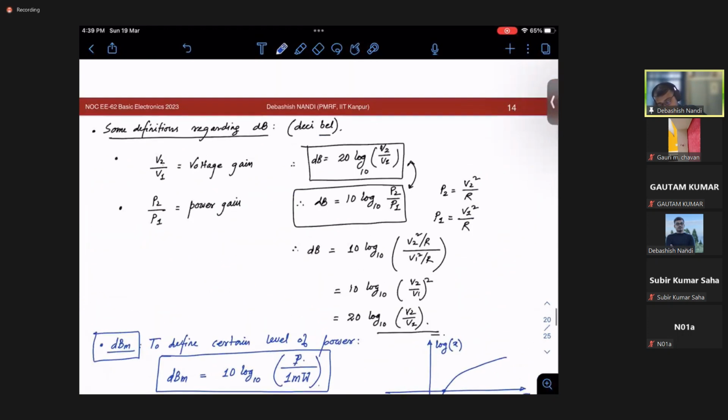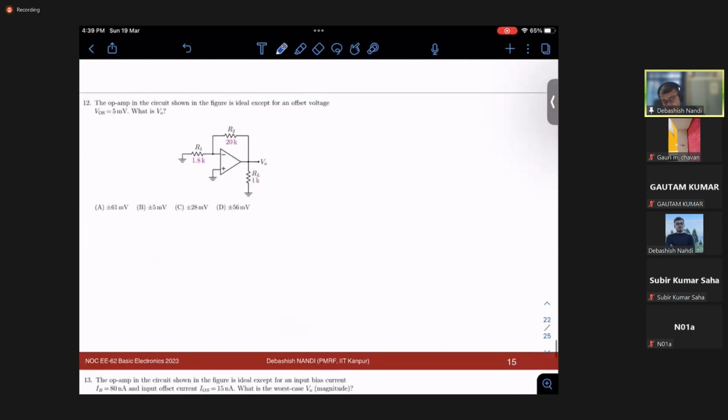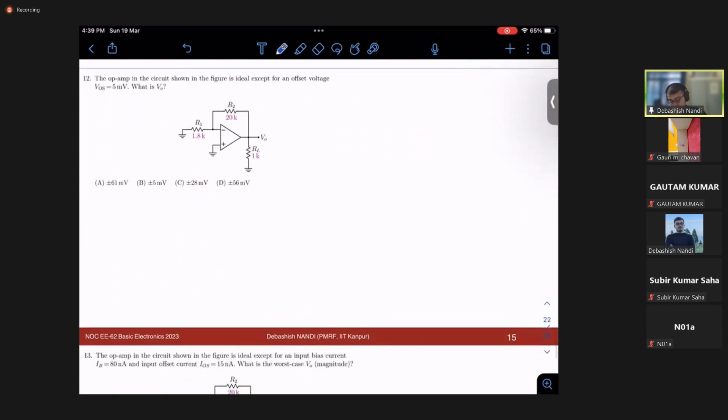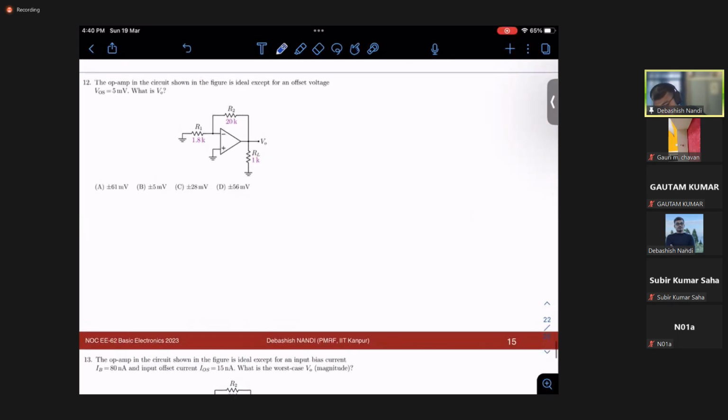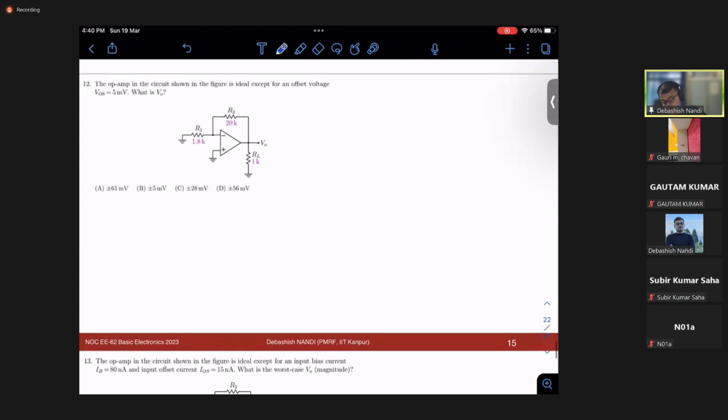And now let's move on to problem number 12, right? Okay, so the op-amp circuit in the figure is ideal except for an offset voltage of 5 millivolt. So what is an offset voltage? See, these op-amp circuits are not so trivial. These op-amp circuits may look so simple, but they are actually made of differential amplifiers, using BJTs and MOSFETs.